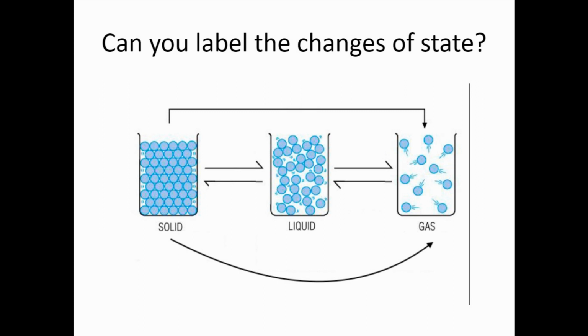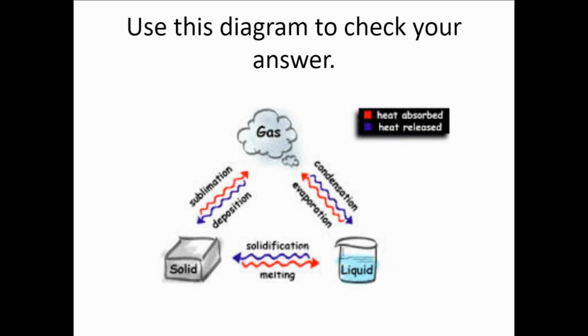Where we've got liquid to solid, that's freezing. Where you've got liquid to gas, that's evaporation. And gas to liquid is condensation. You can also use this diagram to check your answer.